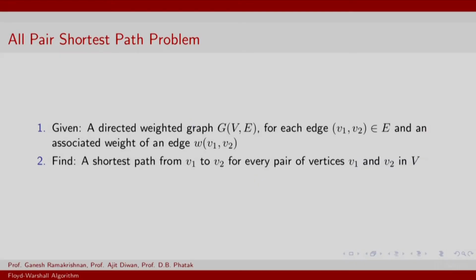So far the Bellman-Ford and the Dijkstra algorithms that we discussed are based upon a single source vertex. What if you want to find the shortest path between every pair of points? So given a directed graph, for each edge v1 v2 in E, you have an associated weight. The problem is to find the shortest path from v1 to v2.